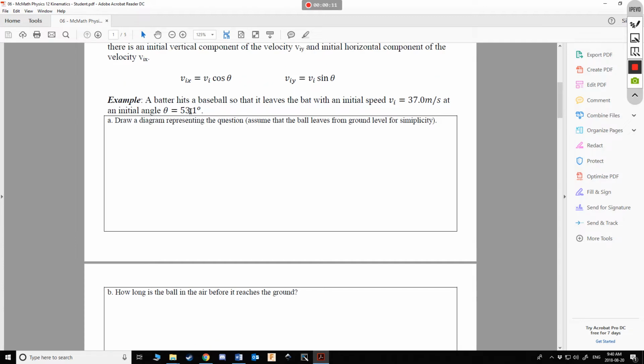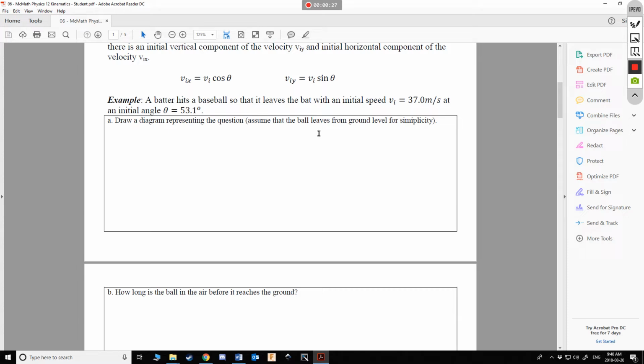A batter hits a baseball so that it leaves the bat with an initial speed of 37 meters per second at an initial angle of 53.1 degrees. Draw a diagram representing the question. We're going to assume the ball leaves from ground level.